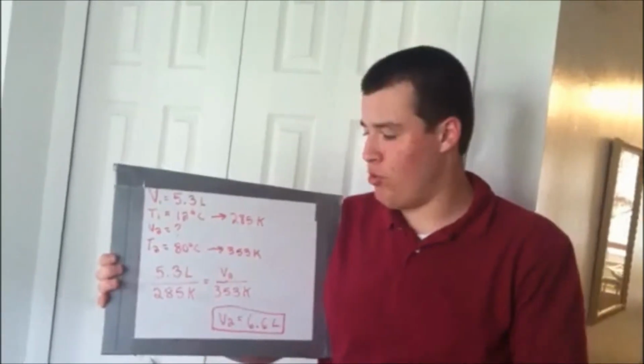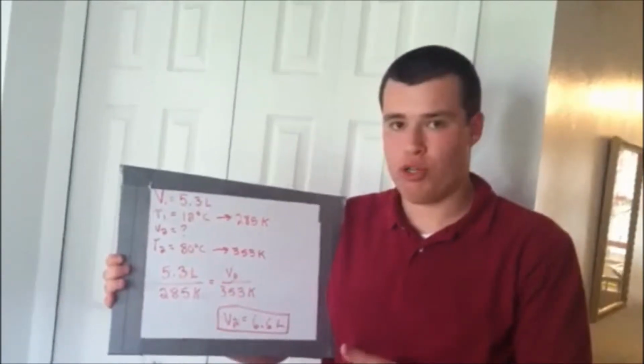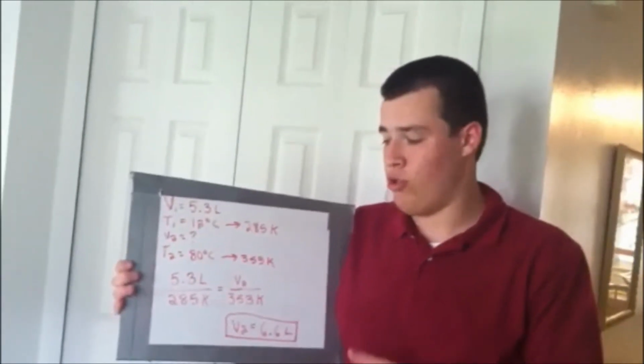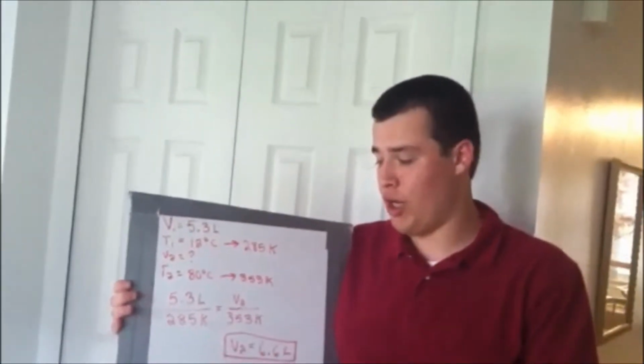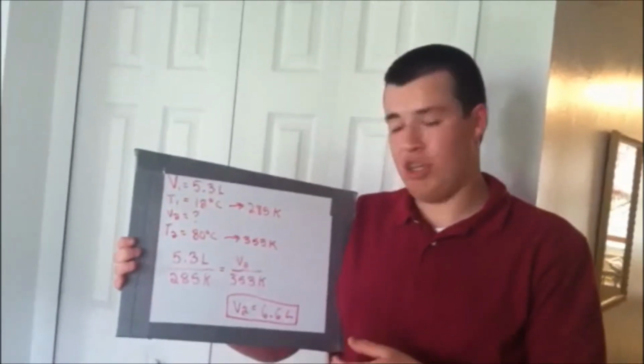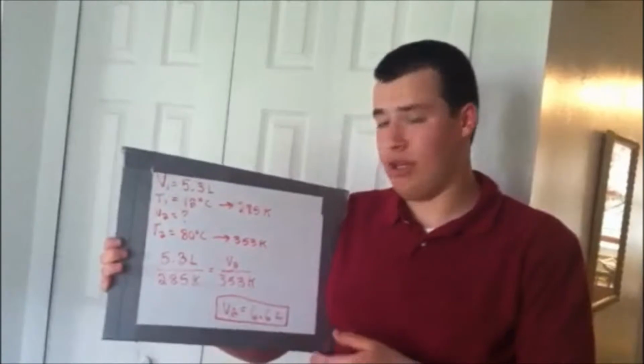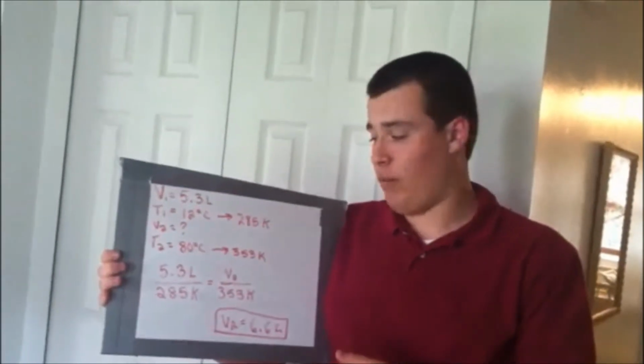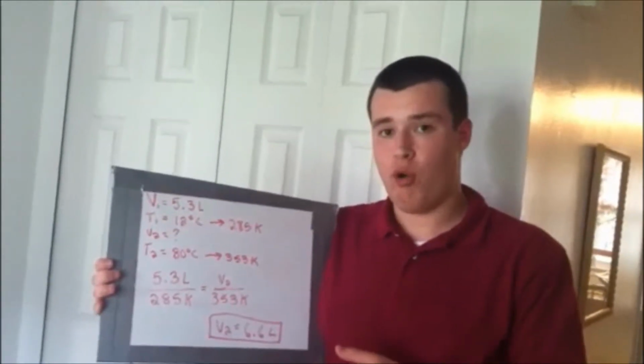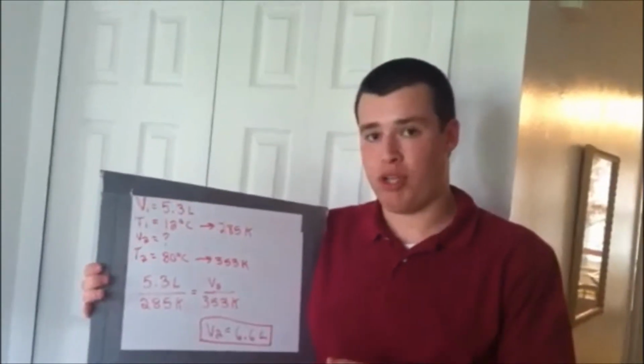To solve the problem, use the equation V1 over T1 is equal to V2 over T2. So you do 5.3 liters over 285 Kelvin equals V2 over 353 Kelvin. You do 5.3 times 353 divided by 285, and you get the unknown volume V2 to equal 6.6 liters.